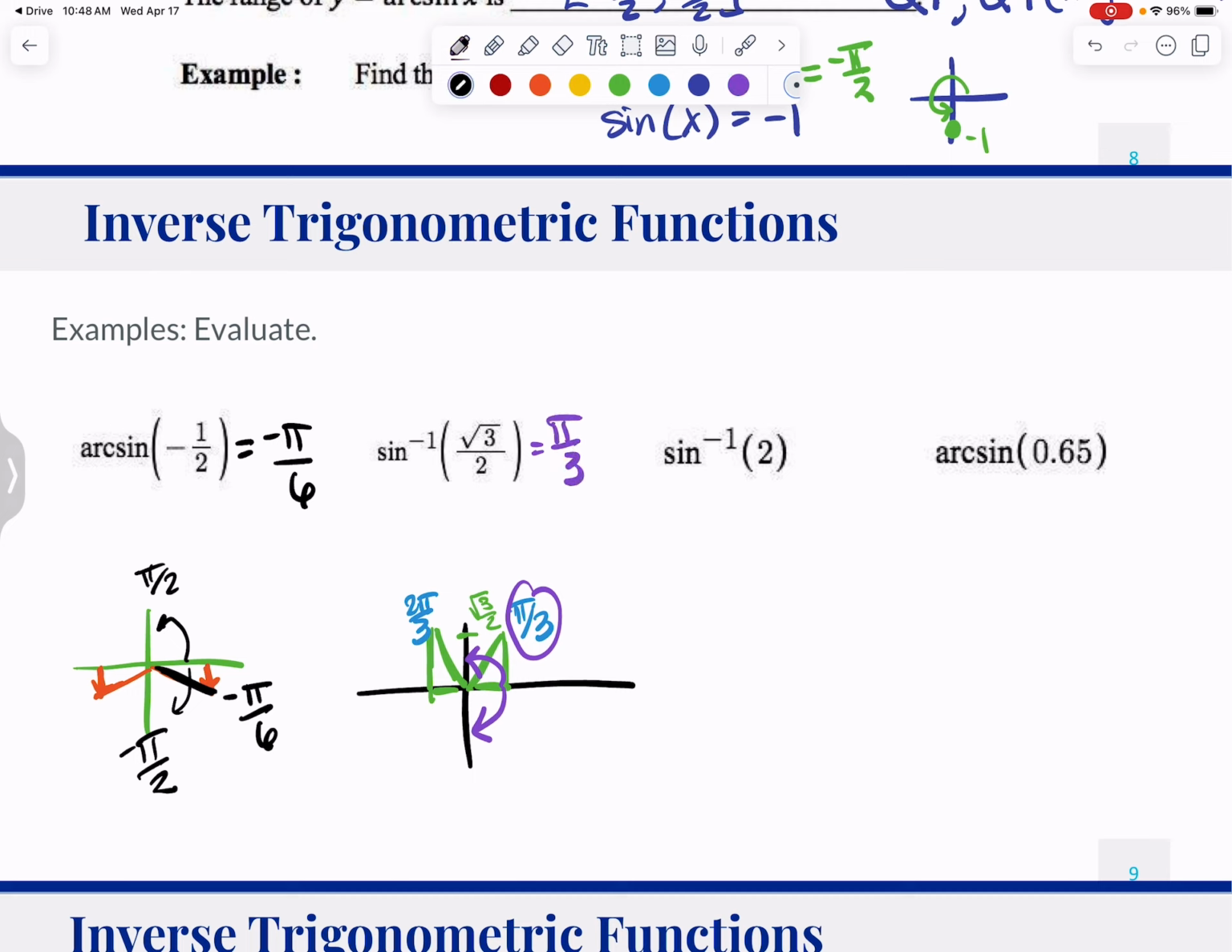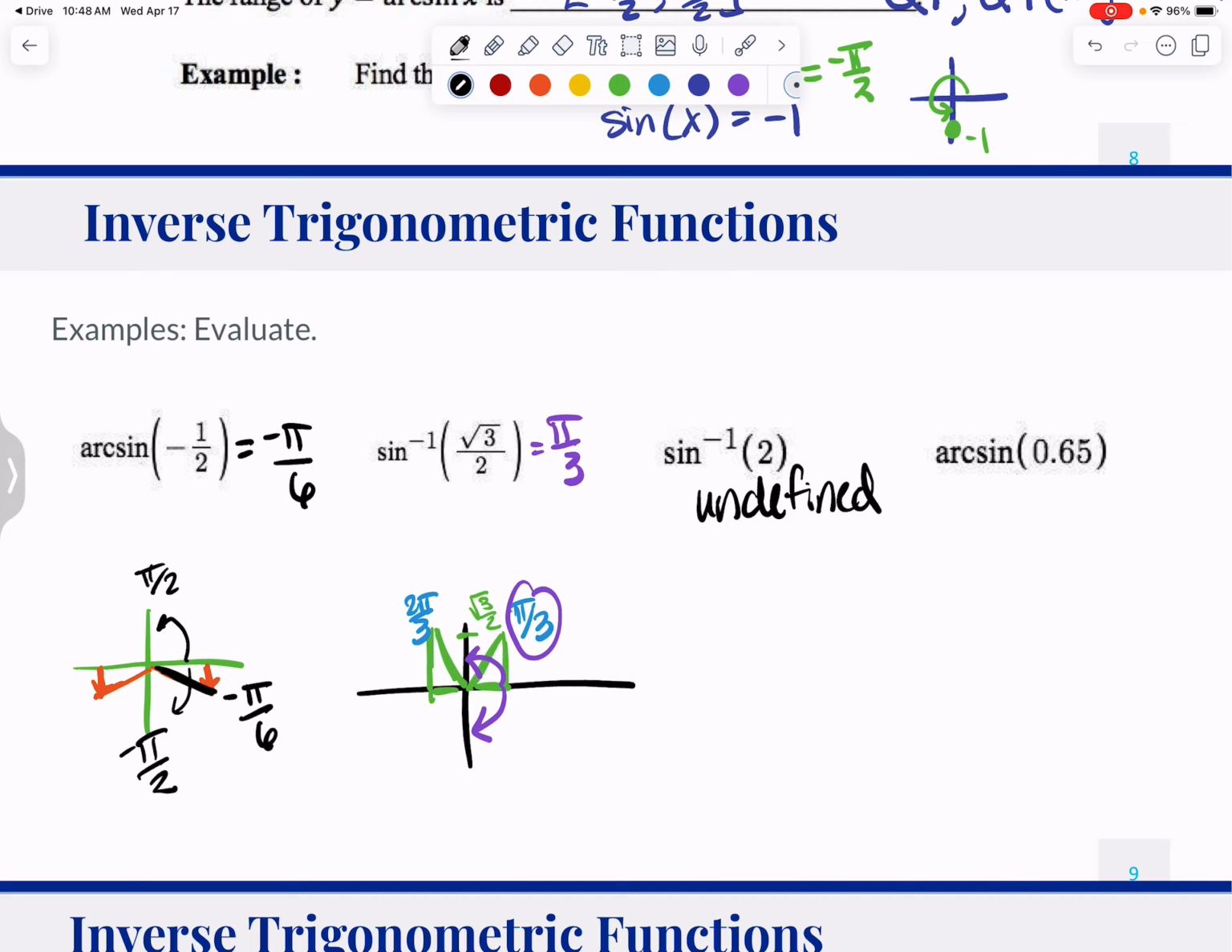Sine of 2. Remember, what is the domain of inverse sine? That is the range of the sine function. I can't get anything bigger than 1 or less than negative 1 from the output of the sine function, unless it's been vertically stretched or vertically shifted, right? So this is undefined. There is no y value on the unit circle that is greater than 1. So the inverse function is not defined for an input that's greater than 1.